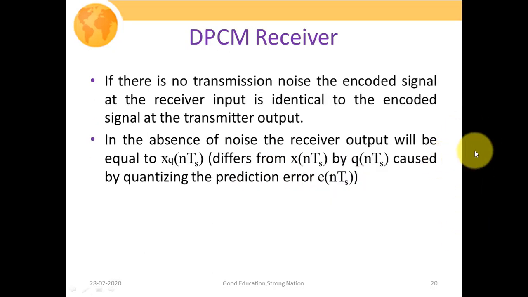If there is no transmission noise, the encoded signal at the receiver input is identical to the encoded signal at the transmitter output. But please note that if there exists some noise, then we will have a distorted received signal due to the presence of noise. In the absence of noise, the receiver output equals the input signal, differing by the sample value q(nTs), which is the quantization error caused by quantizing the prediction error e(nTs). If we closely observe the DPCM transmitter, this relationship is quite obvious.